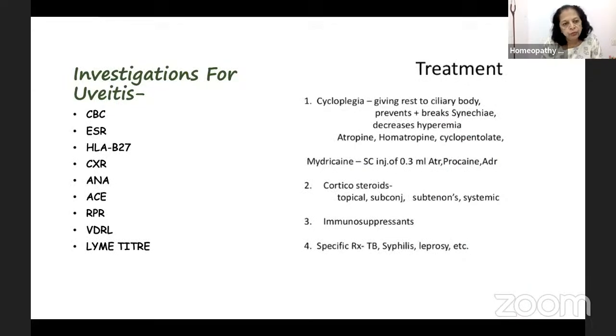Investigation as such, we have to rule out infection. So we have to go for CBC-ESR, chest X-ray to rule out tuberculosis, syphilis we have to rule out by RPR, VDRL, and autoimmune disorder by ANA. And the treatment is local. Usually we give cycloplegics or pupillary dilators like atropine eye drops. And topical steroids, especially in anterior uveitis; in posterior, you have to give oral systemic steroids or subtenon or subconjunctival injections. And sometimes it happens that even with steroids the symptoms and the signs are not reduced. You have to go for immunosuppression. And specific treatment for tuberculosis, syphilis, if it is diagnosed.